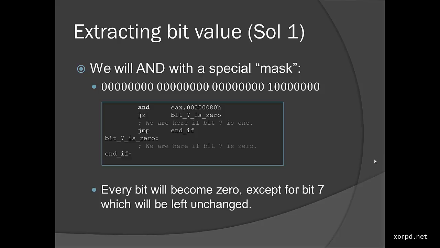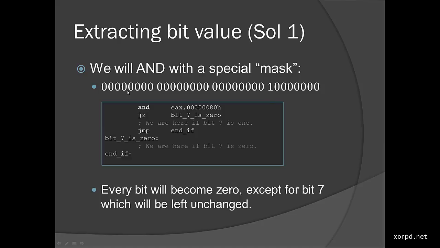A simple solution for this would be to AND the number with a special mask. A mask is just some kind of a number that has only a bitwise meaning. It doesn't have any arithmetic meaning. So in our case, we wanted to have bit number 7. We can just compose this binary number, which is all zeros, besides bit number 7, which is 1. 0, 1, 2, 3, 4, 5, 6, 7. This is bit number 7.